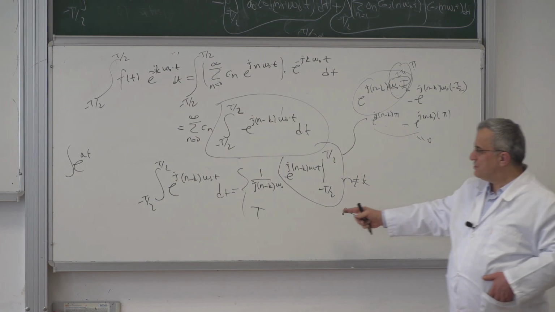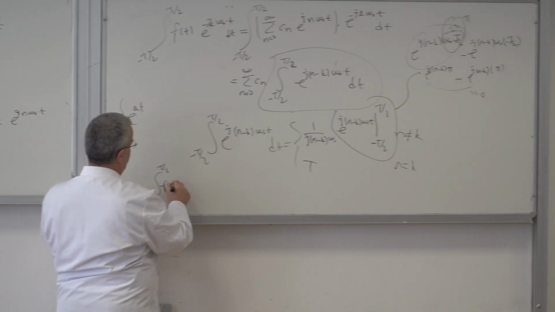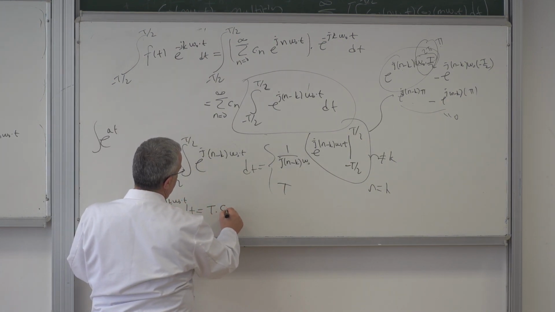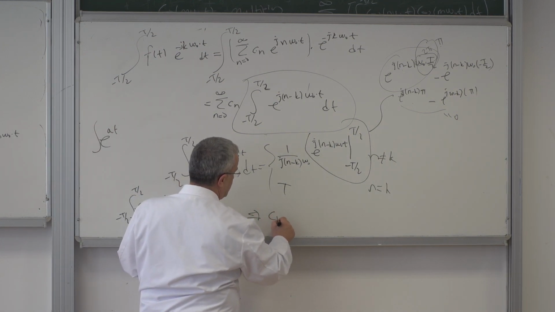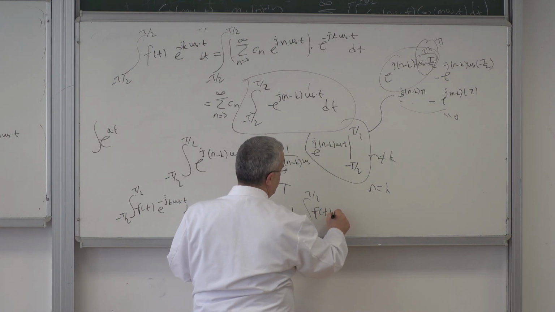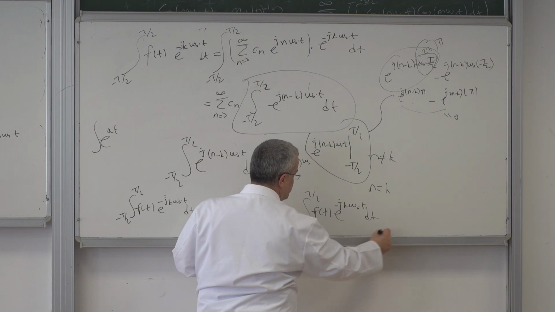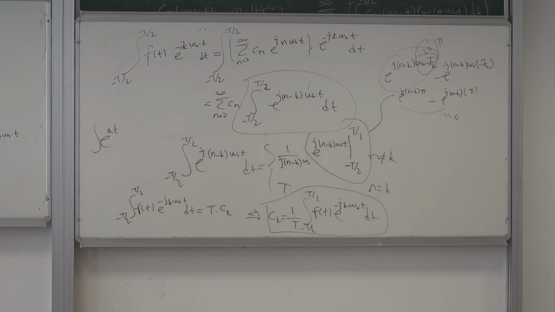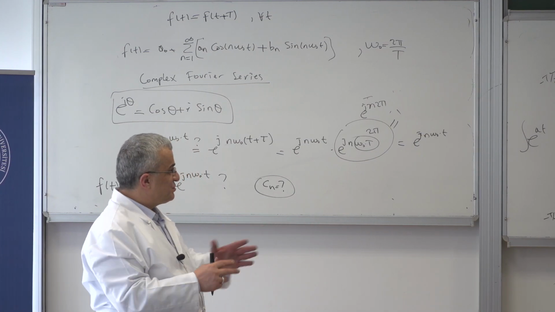Again, the same trick. So the whole thing boils down to this: the integral from minus T over 2 to plus T over 2 of f of t e to the minus j k omega 0 t dt is equal to T times Ck. Or Ck is equal to 1 over T times the integral from minus T over 2 to plus T over 2 of f of t e to the minus j k omega 0 t dt. It is so much easier, isn't it? When you go to the complex domain, everything was taken care of in one go, right? There we have to calculate an and bn and so many cross multiplications of cosines and sines. Here, it is so easy.